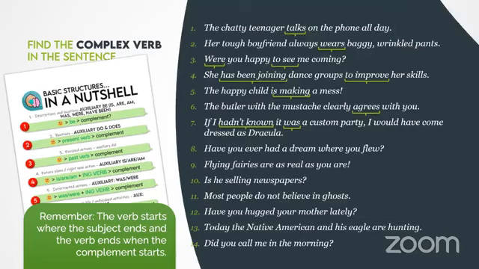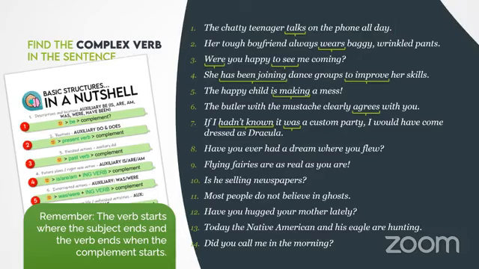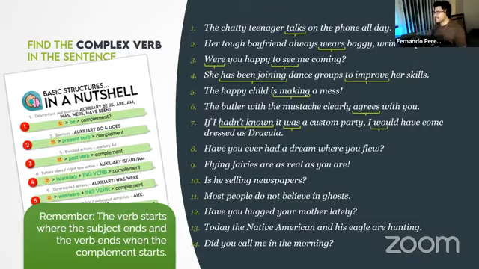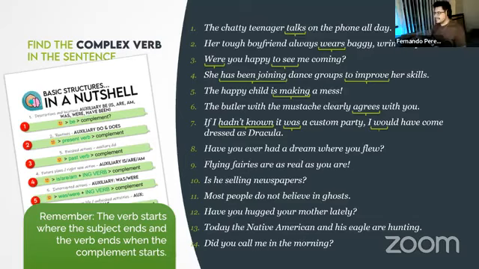Would have come dressed. Almost. Dressed is a description. Dressed as Dracula. Only would have come. Very good, girl. That's correct. Would have come. That is totally correct. And this is the way you detect the complex verb, my people.